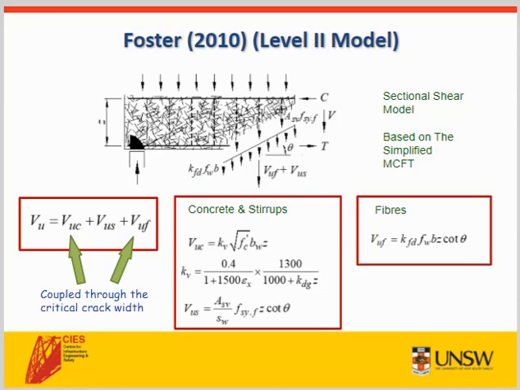It's important to note that the concrete and fibre components are coupled as each is a function of the critical crack width, and that is the concrete via aggregate interlock and fibres through bridging action. The concrete and stirrup components are taken straight from the simplified modified compression field theory, and the contribution of the fibres is essentially the stress carried by the fibres averaged over the area of the crack. This model requires a couple of rounds of iteration to solve for the crack width.